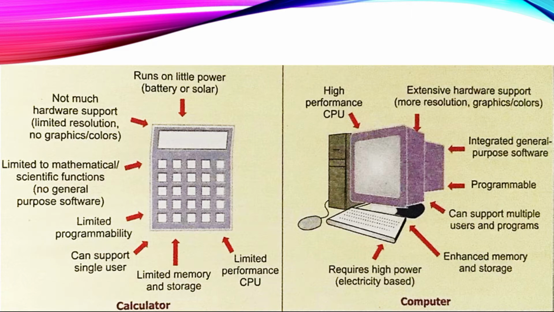Limited memory and storage, there is no storage for it, it cannot store maximum data. Limited performance CPU, the performance of CPU is very limited, whereas in computer high performance CPU, extensive hardware support, resolution is very high, graphics and color are also there. Integrated general purpose software, we can install many softwares in it, we can use it.